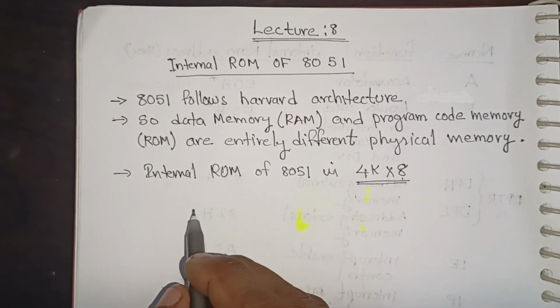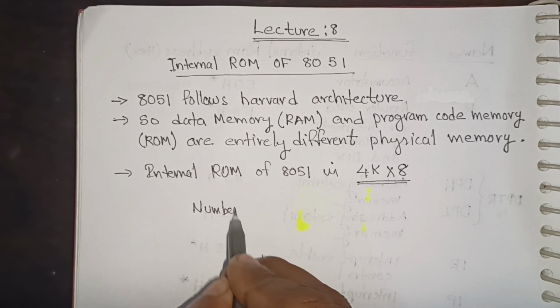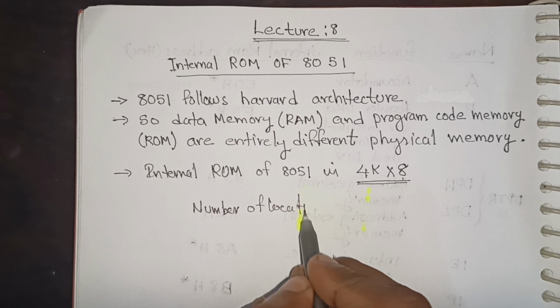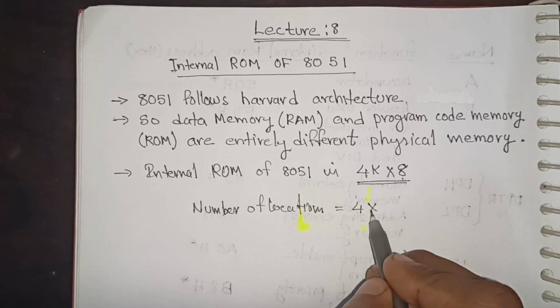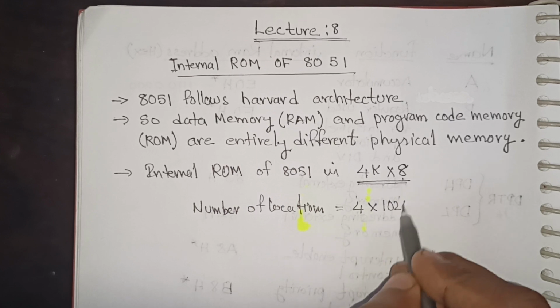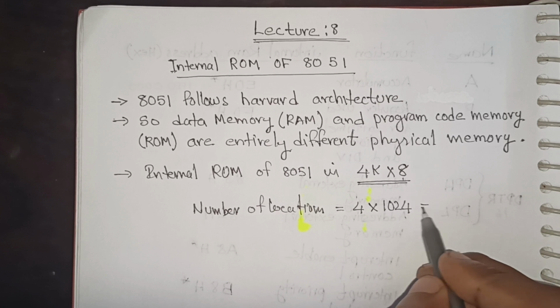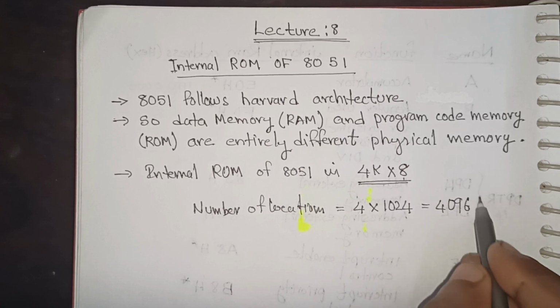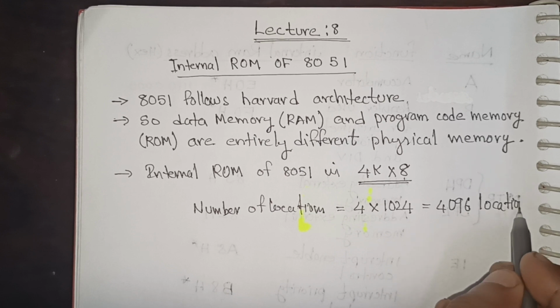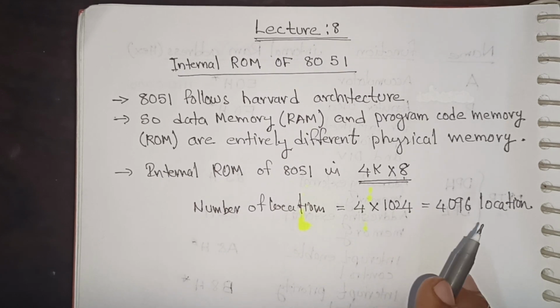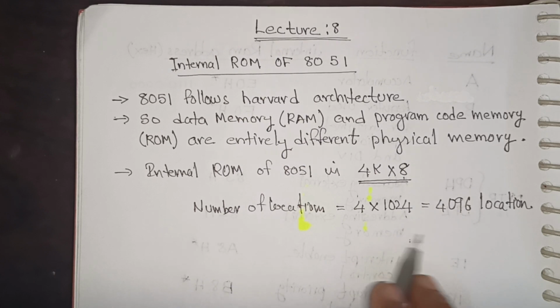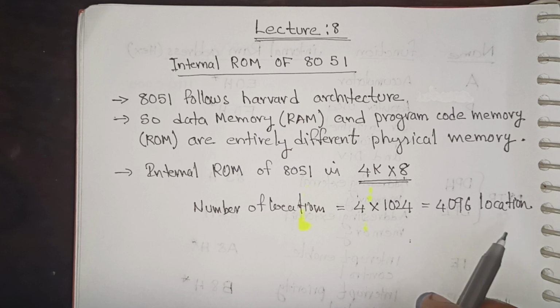So 4K locations means the number of locations is equal to 4 into 1K. 1K is 1024, so 4 kilobytes equals 4096 locations. So we have 4096 locations. Actually, ROM is used to store our program codes permanently. So if we have 4096 locations, how many address lines are required to address these many locations? We will see.